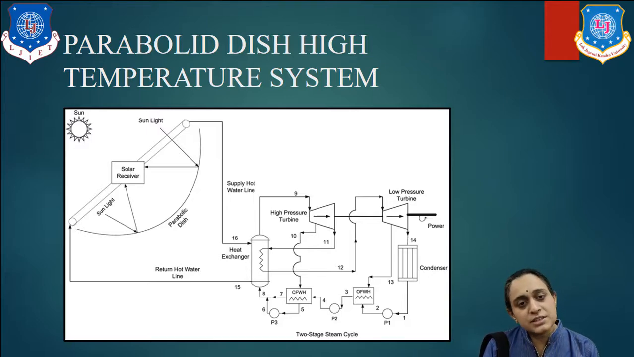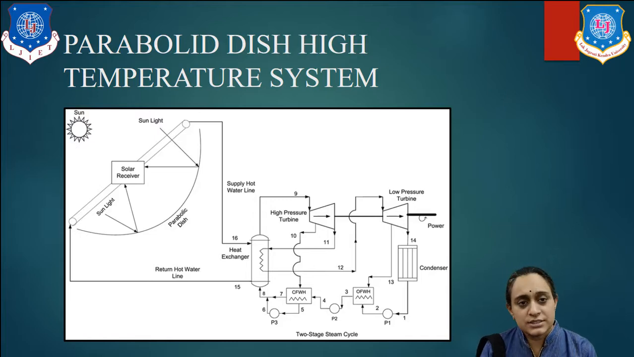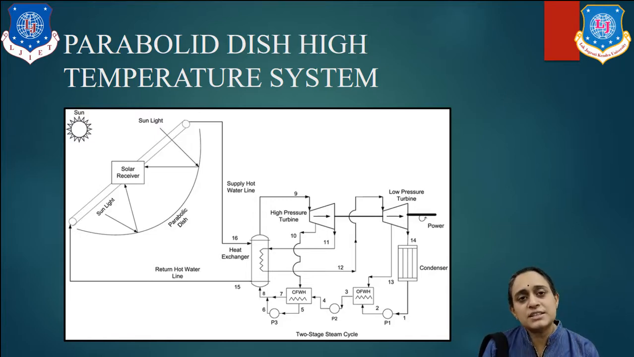For the high temperature system, it has two concepts. One is paraboloid disc and second one is central receiver. Now let us first understand the paraboloid disc. Paraboloid disc means we have to use the parabolic type of disc. So sun radiation is brought into a focus point by using the paraboloid collector disc.